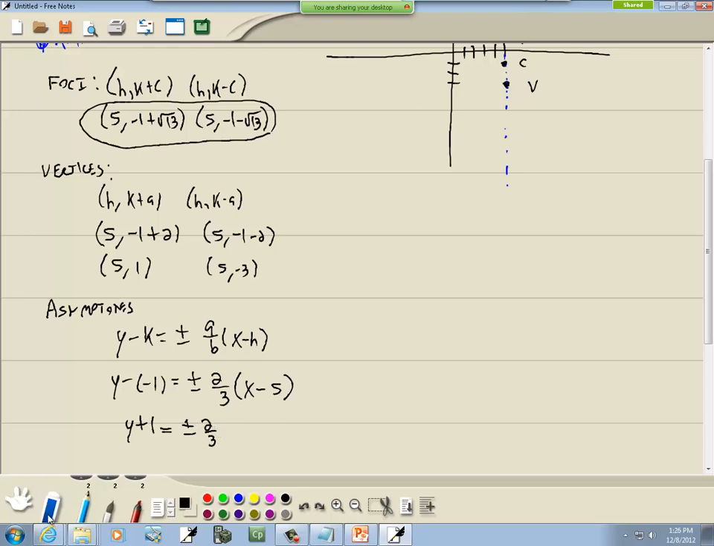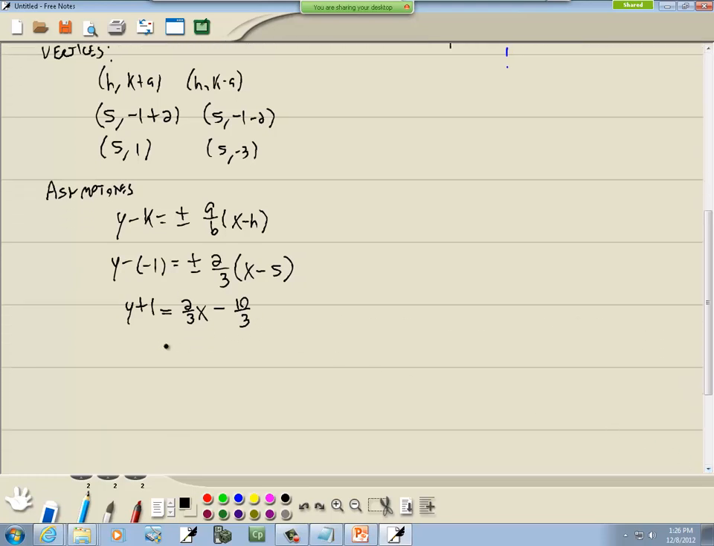Actually, let me just do the positive version. Make it a little bit easier. So I got 2/3 x minus 2/3 times 5 gives us 10/3. Take the 1 over. So we got 2/3 x minus 10/3 minus 1. 2/3 x, minus 13/3. Which is y is equal to 2/3 x minus 13 divided by 3, 4.3.